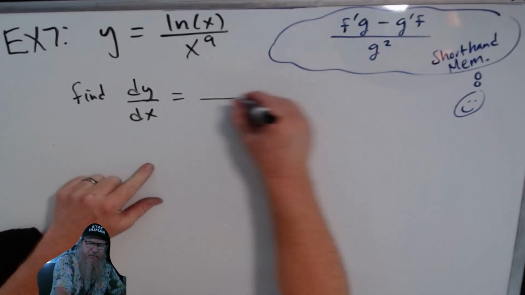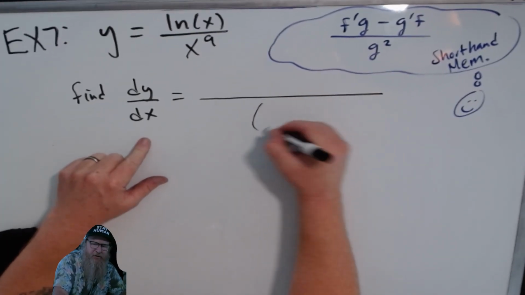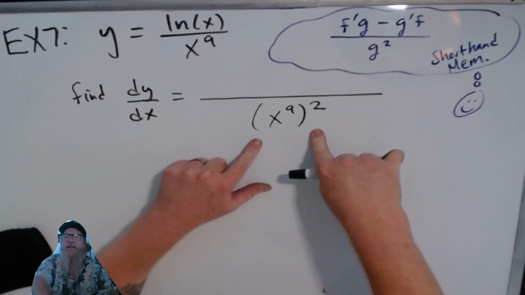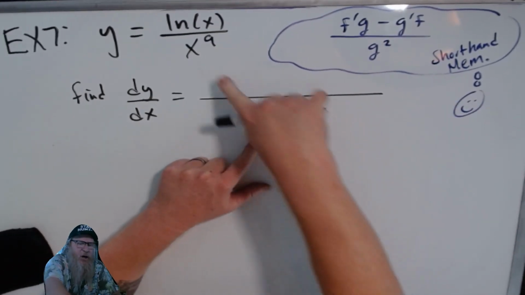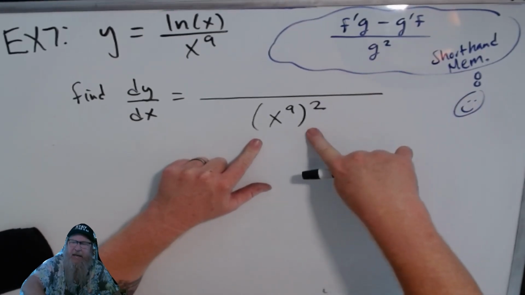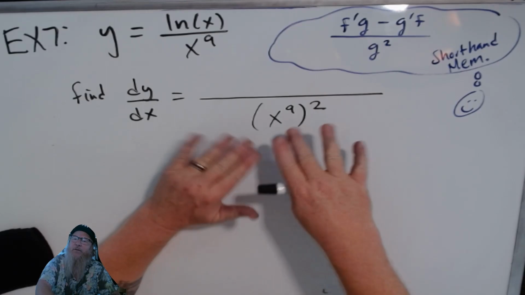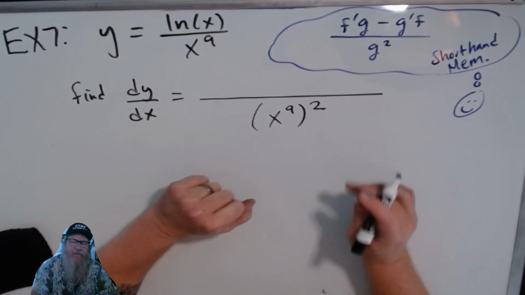So let's just do the g squared first. That's x to the 9th squared. Done. That's easy. Don't do anything to the denominator other than square it. Don't do the derivative. Don't modify it in any way. Just keep it the same.